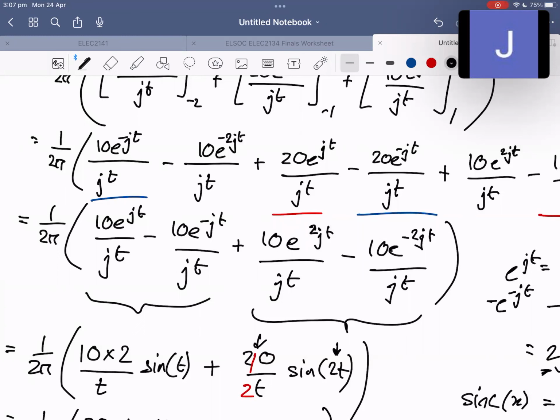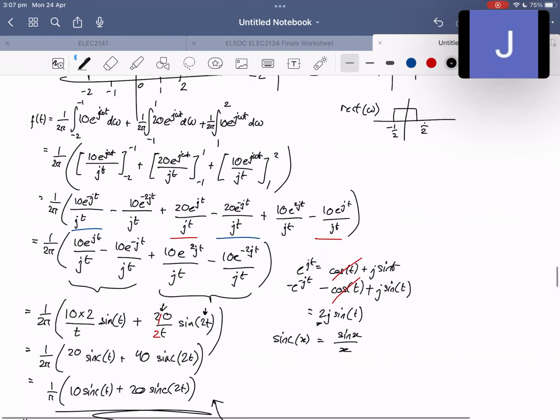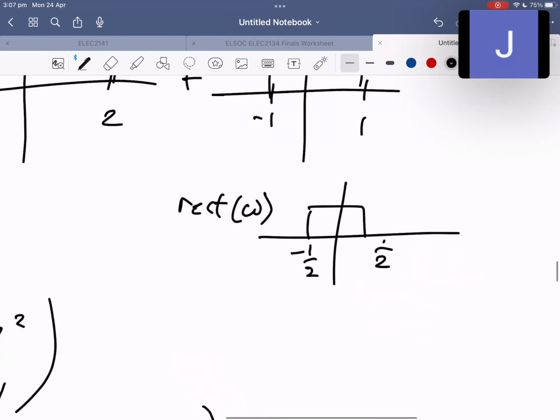Question? So the rect function is defined as a constant value of 1 between the interval of -0.5 and 0.5, and 0 everywhere else. It's a defined function. You can look it up, similar to how sinc is defined as sine x over x.